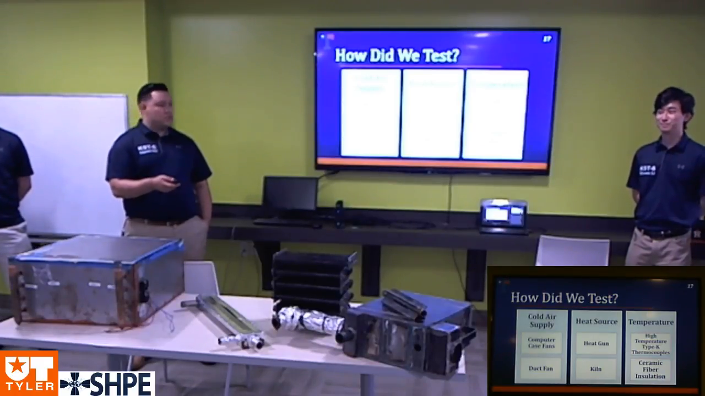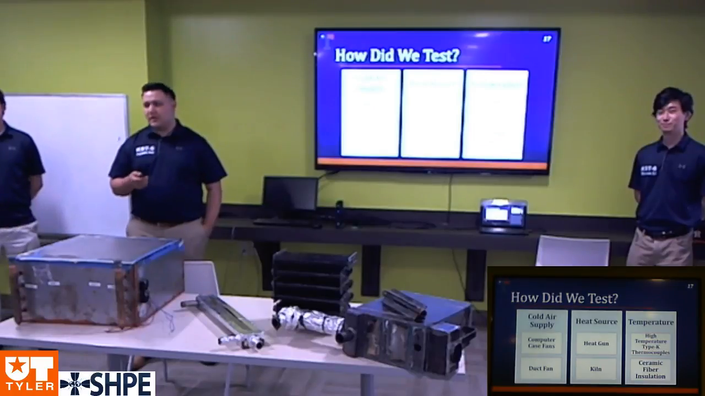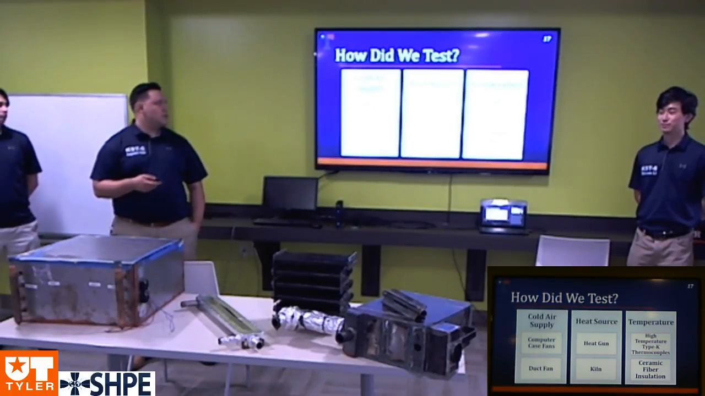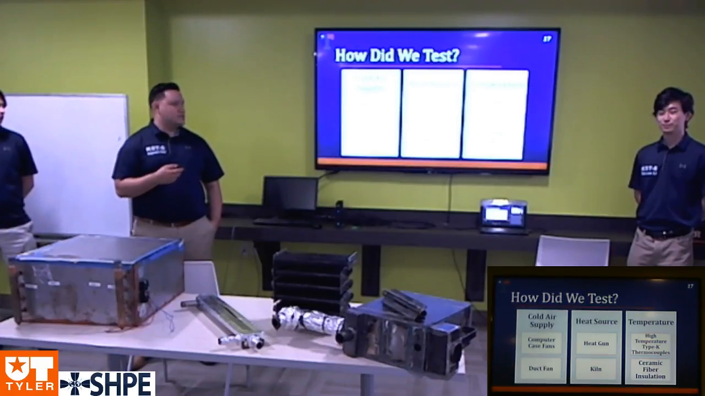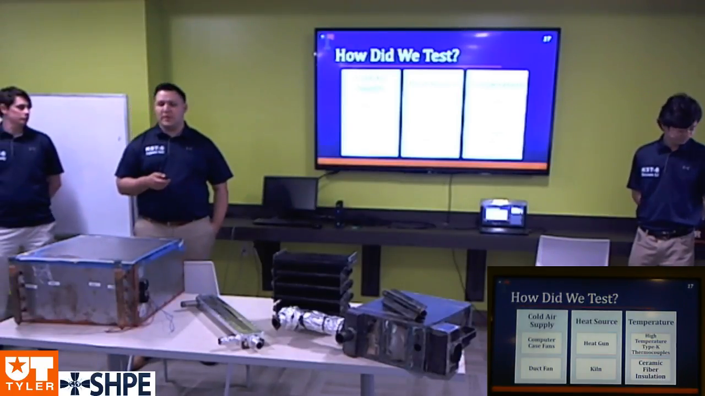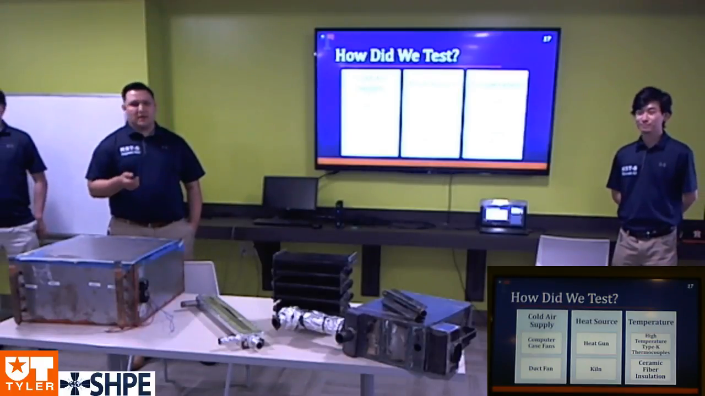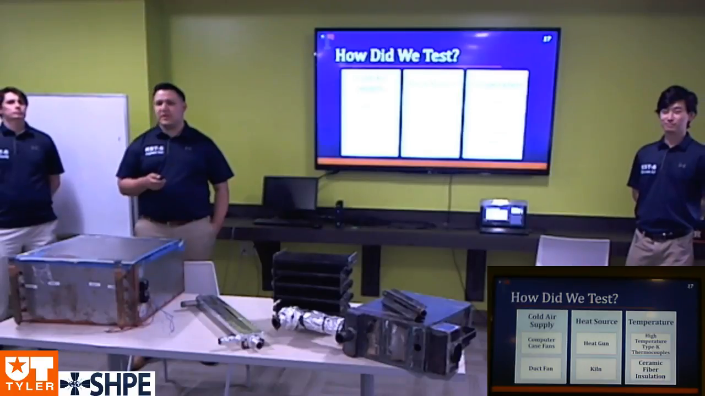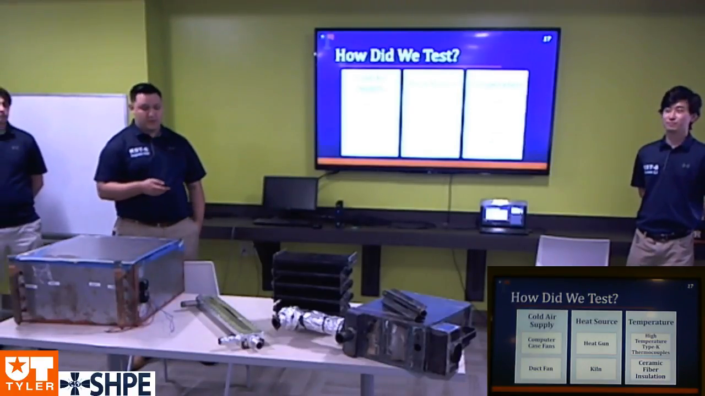For the HX2 at KBR Wylie, we used a kiln, like Shan mentioned, that produced temperatures up to 800 degrees Celsius. To record our temperature, we used high temperature thermocouples, Omega Type K, at the inlets and outlets of our prototypes. We also utilized ceramic fiber insulation to minimize the heat loss to the environment of the heat exchangers.